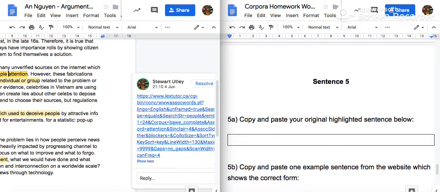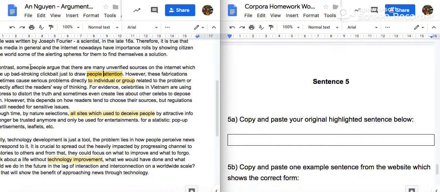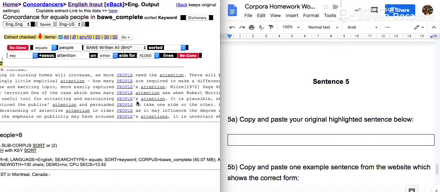So for this one, the original sentence was: bad stroking clickbait just to draw people attention. So we go over here, we've got people and we've got attention, which drew many people attention. Okay. So that's one example, but we've got a lot of examples where it says people's attention, people's attention, people's attentions. So what we realize is when we're doing the possessive, we need to have that apostrophe S.